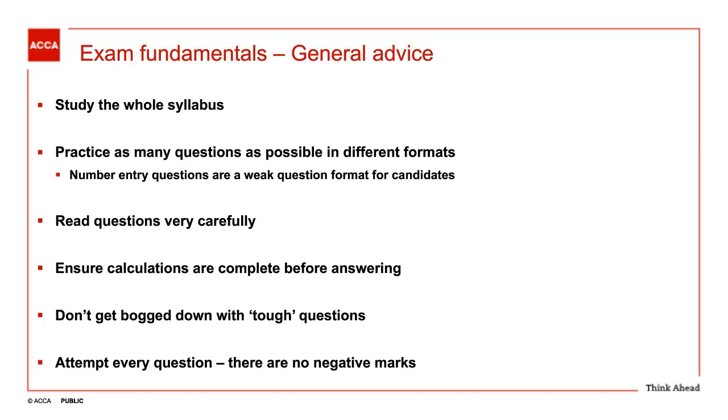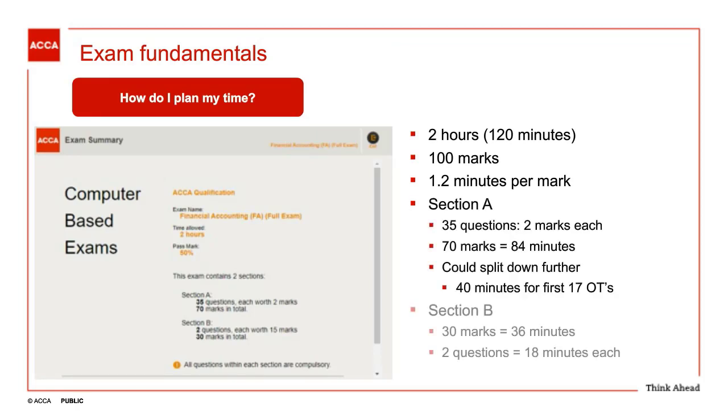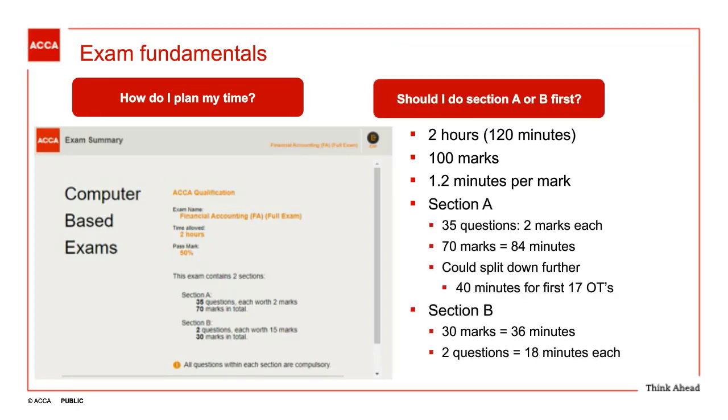Okay, good. In terms of planning our time, just some suggestions here, so nothing too revelatory, to be honest. We know that we've got 2 sections. We know that overall we've got 2 hours or 120 minutes to complete the exam. That works out at 1.2 minutes per mark. Let's break it down between section A and section B. We're expecting 35 questions in section A, so 84 minutes.